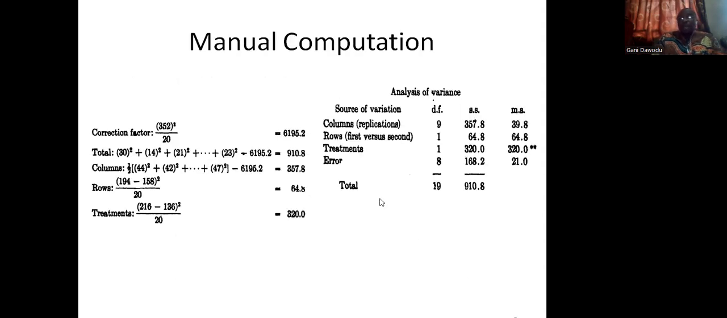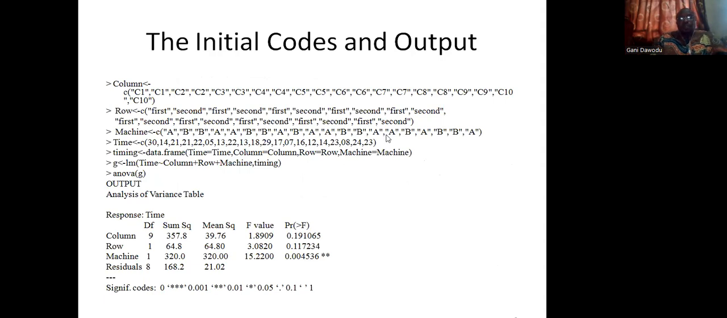As usual, let's see what our manual computation will bring us. With manual computation, this was the ANOVA. The treatment, in this case machines, is significant. But we now come to the codes. You give this code to R, appended with the data. Here you are requesting the ANOVA, and it will give you this.